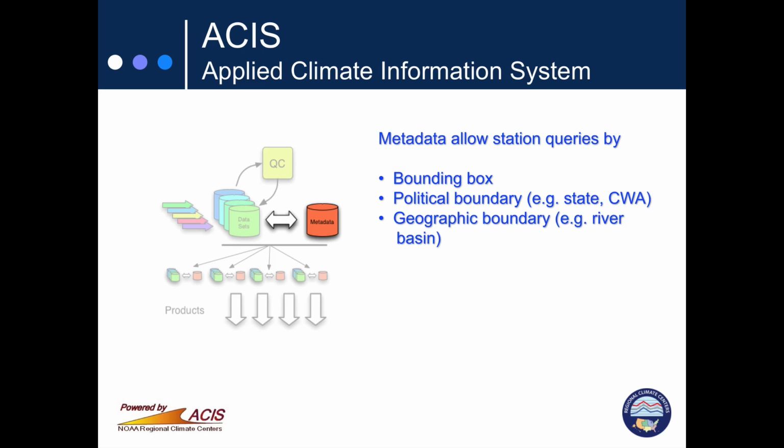The metadata also allow ACIS to query stations based on their location. A user may request data for all stations within a county warning area, state, or river basin, or they may specify a rectangular area over which to identify available data.